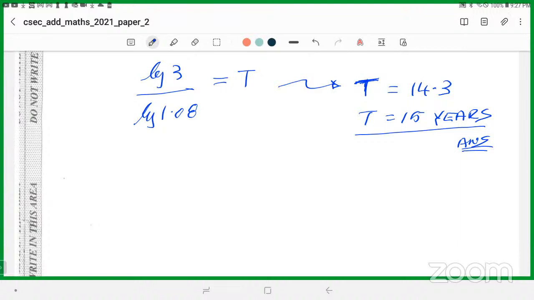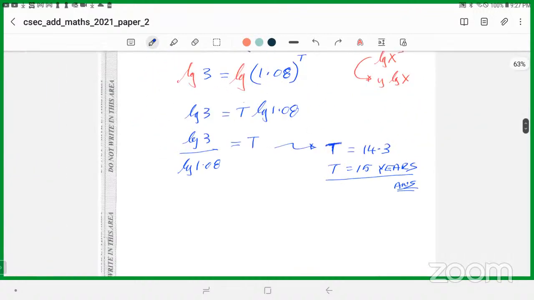You can't go back to 14. If you go back to 14, the money will not have tripled as yet. You have to go past 14 years for it to triple. So you have to have at least 15 years. That is the point. Very good. All right, so that finishes that question.